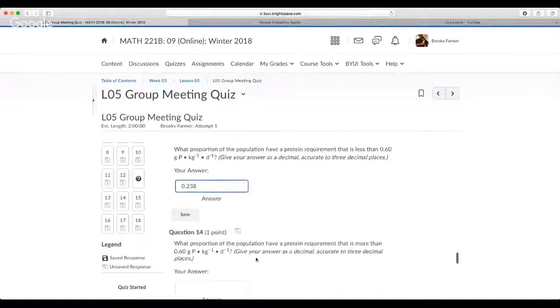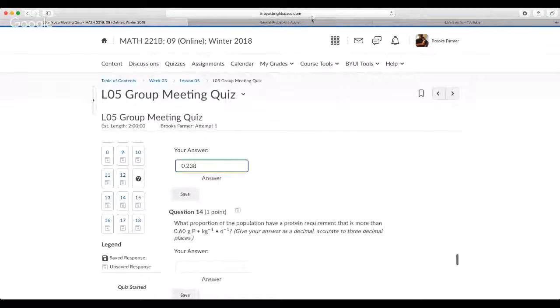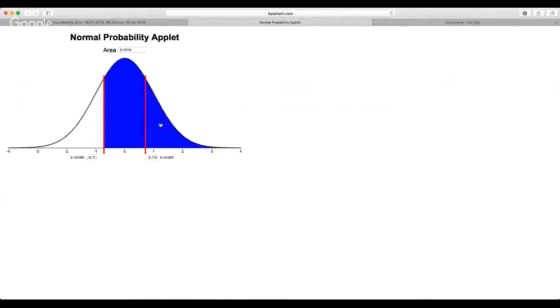All right, so this one, the second one, 14, I think all I have to do is change what I'm doing the area of, correct? Yeah, just change to above. All right. So 0.762. Yeah.